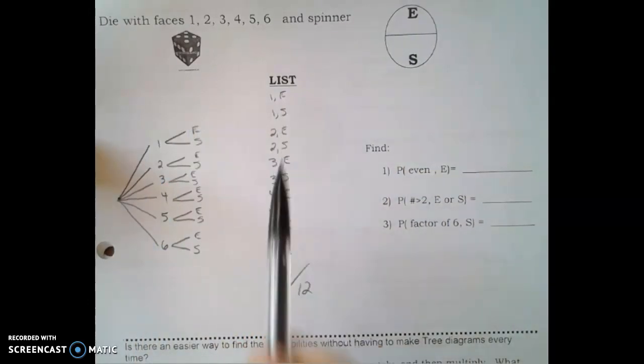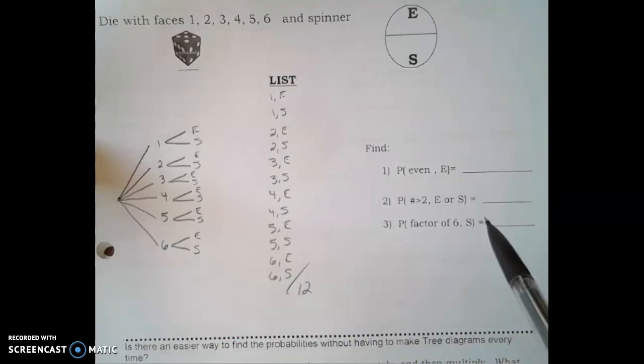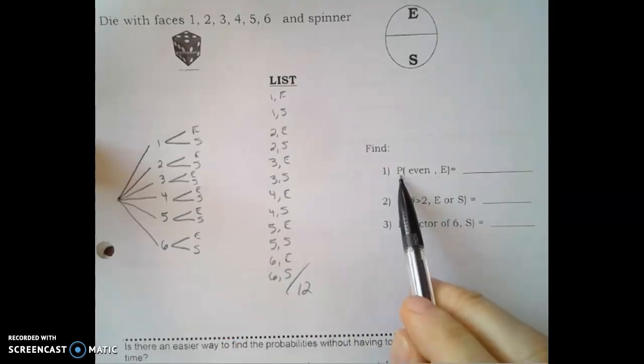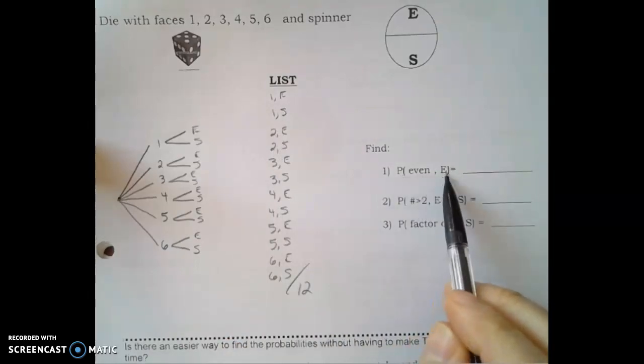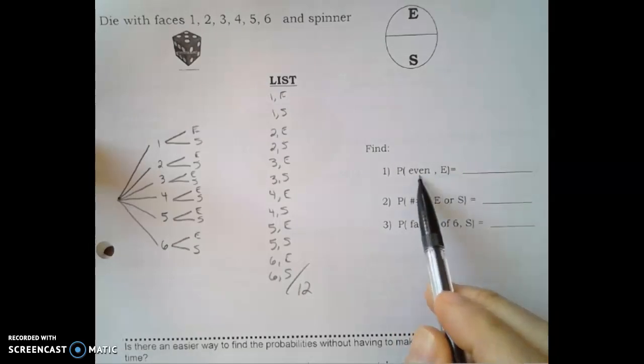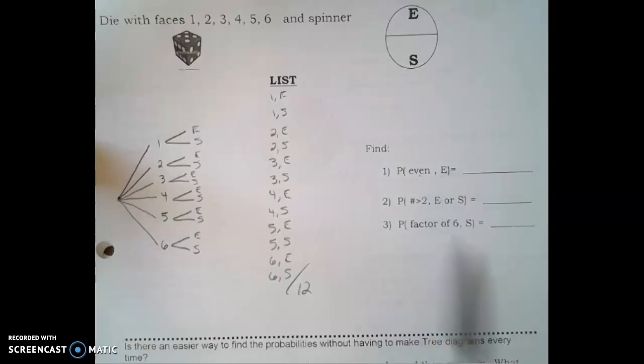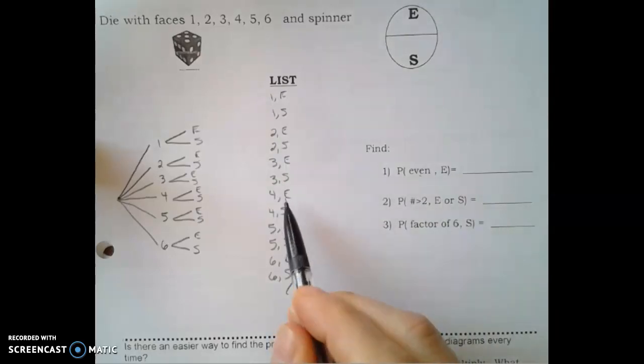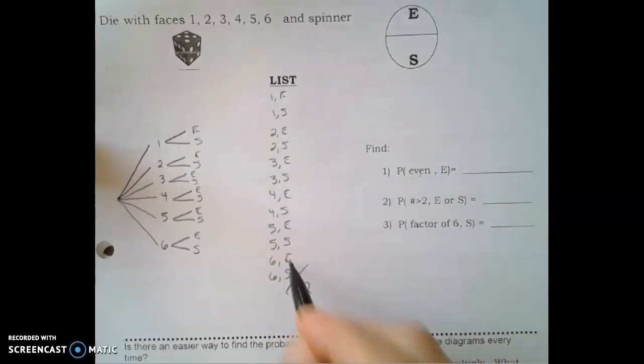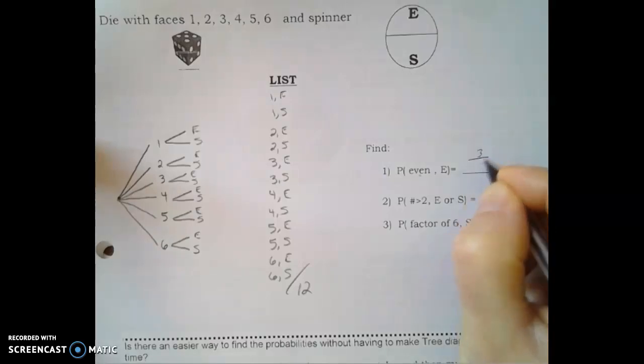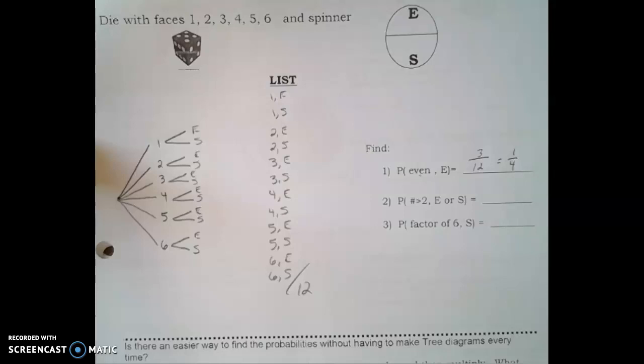Based off of this list, we're going to answer these probability questions. So our first probability is getting an even number followed by E on the spinner. Even number on the die, 2, 4, and 6, followed by E. So that's going to be 2E, 4E, 6E. So that's 3 out of the 12, which would simplify down to 1/4.